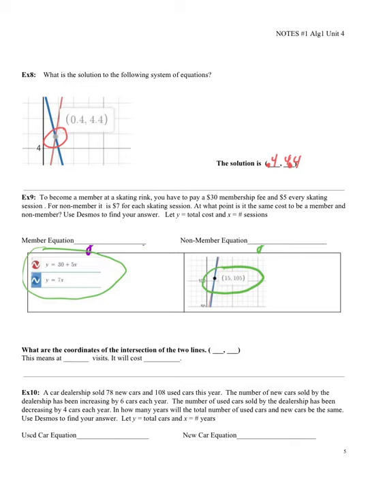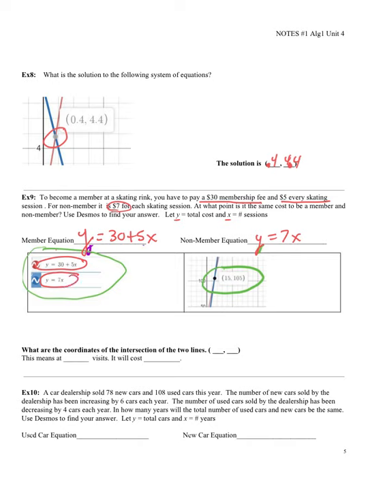You want to let y equal total cost and x equal the number of sessions, okay? So for our membership, we're looking at a $30 initial fee or starting point and $5, all right? And it tells us that we have to use y and x. So this would be y equals 30 plus 5x. And for a non-member, it is $7, so that's 7x, okay? So you want to put both these equations into Desmos, and you should go practice this.